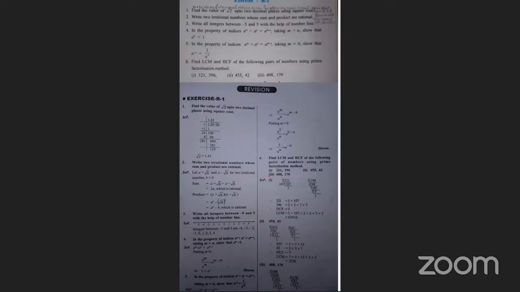Question number 2 says: write two irrational numbers whose sum and product are rational. Already in the school hour, I discussed what rational numbers and irrational numbers are. A rational number is a number which I can write in the form of p by q. An irrational number is one which I can't write in the form of p by q. I know you have an idea about rational and irrational numbers, and some properties I had discussed. I know you understood, and try to remember them.